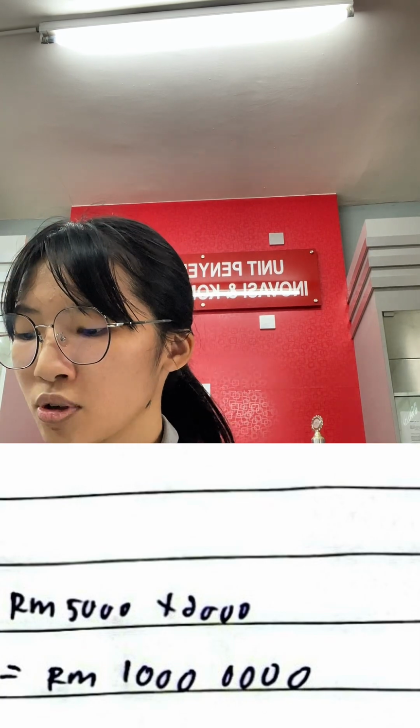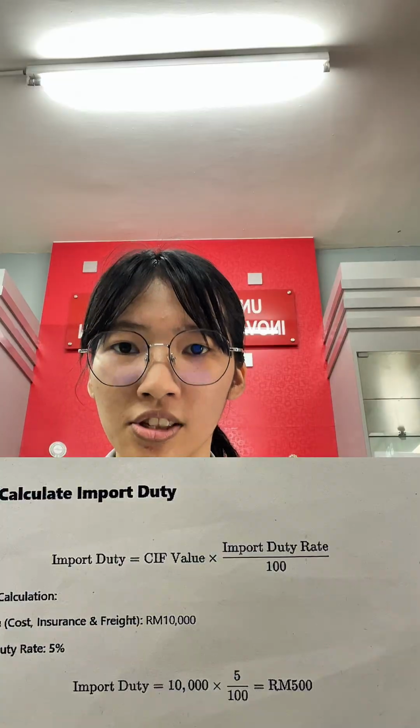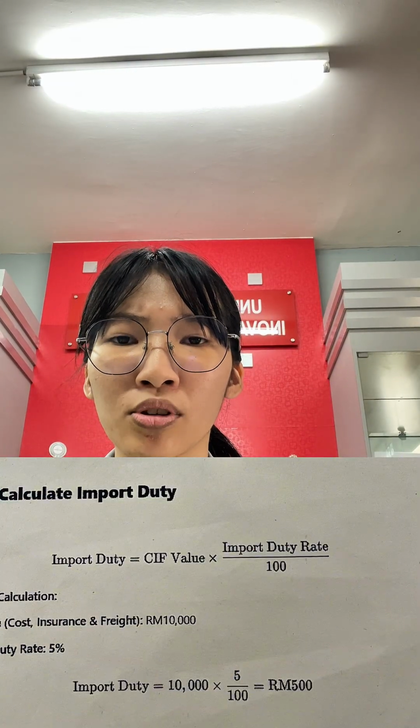Okay, the first question: import duty. The import duty formula is CIF value times the import duty rate over 100. So 10 million times 0 over 100. The answer is 0. And how to get the import duty rate? We find it on the website, and the website says 0, so we use 0 to calculate the import duty.